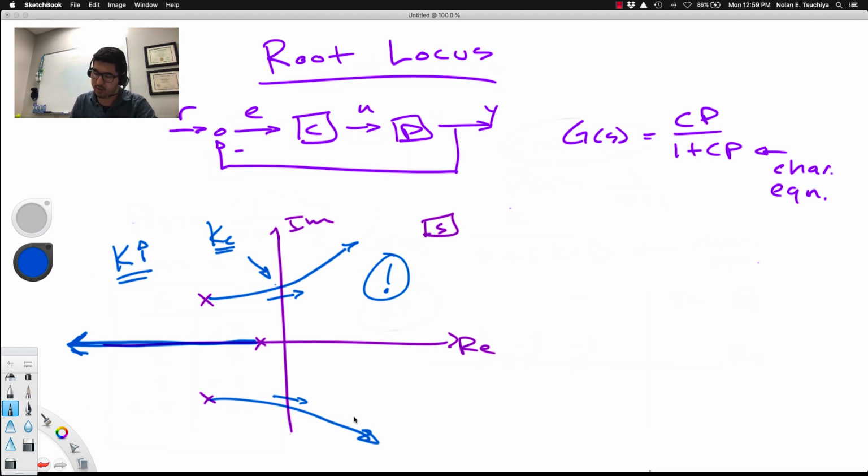So this is just one example of the use and the utility of the root locus plot as a control design and analysis tool. Okay, so to summarize so far, the root locus is a plot that basically indicates the closed loop pole location as a function of increasing one gain parameter in your controller.